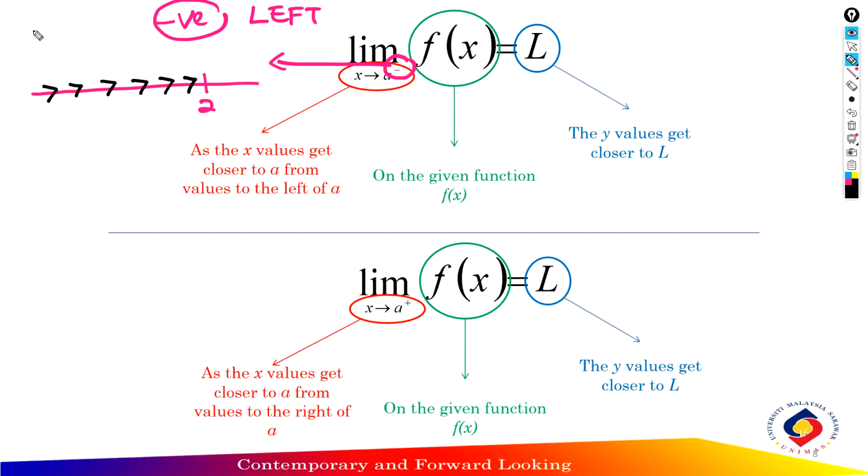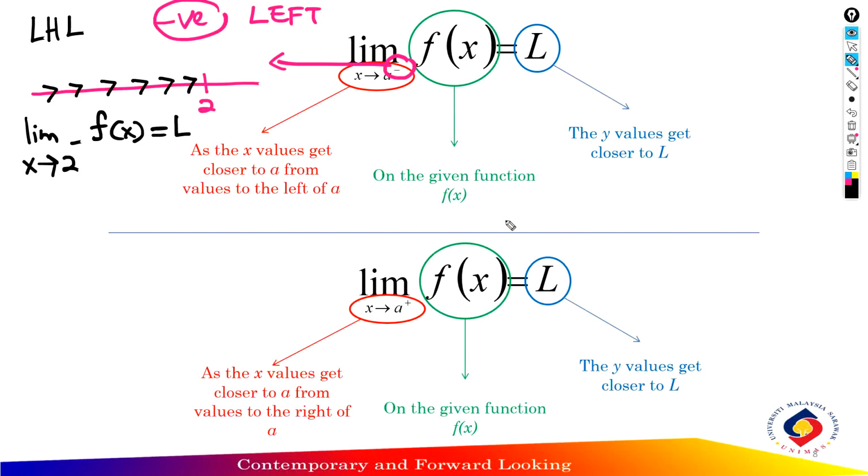Okay, so find the left-hand limit of the function, LHL. Write down the limit as x approaches 2, with the minus sign meaning from the left of the function f(x), and it equals L.